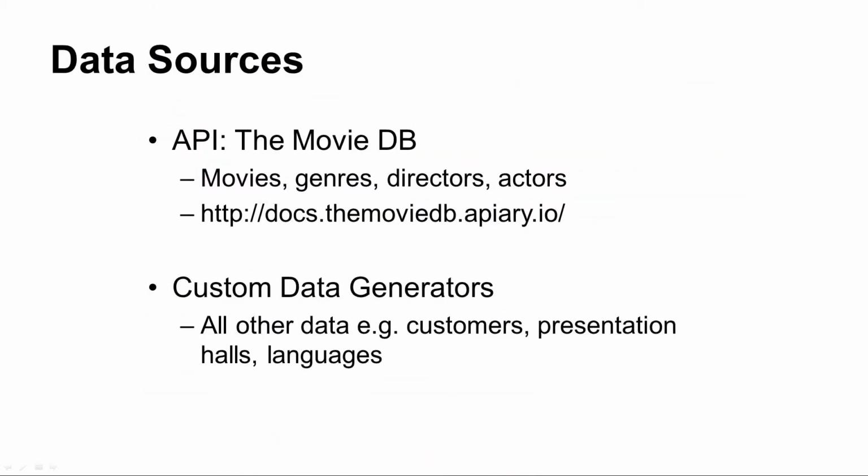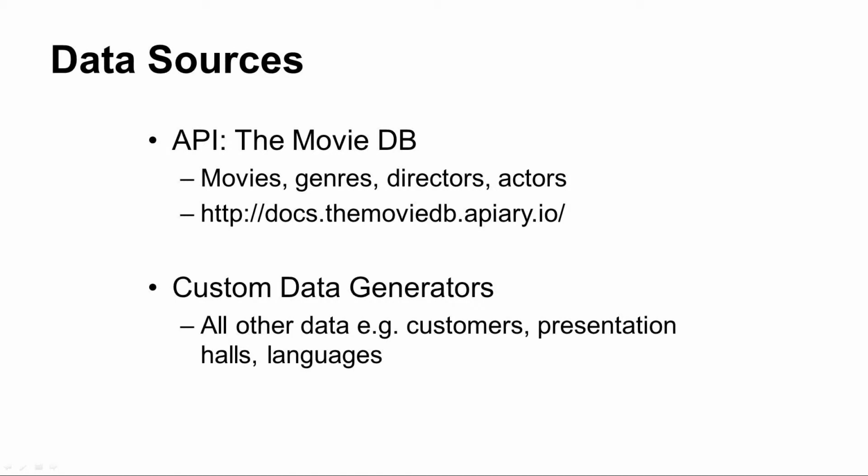To fill the databases of the mediated schema, we used two sources. First, we took advantage of the MovieDB's API. This API allowed us access to movie titles and their assigned genres, directors, and actors, all relevant object types in our new integrated database. For all other tables in our databases, we created custom data generators.